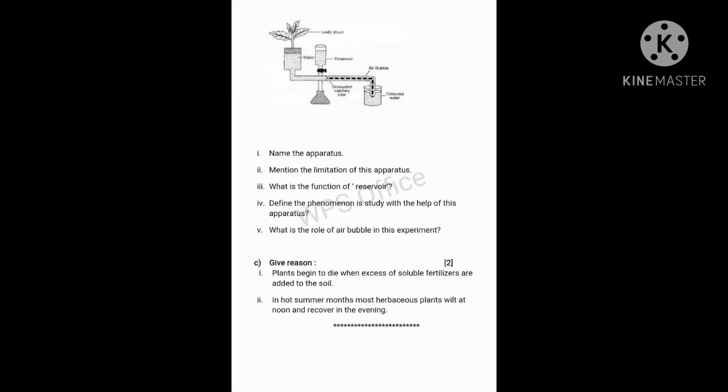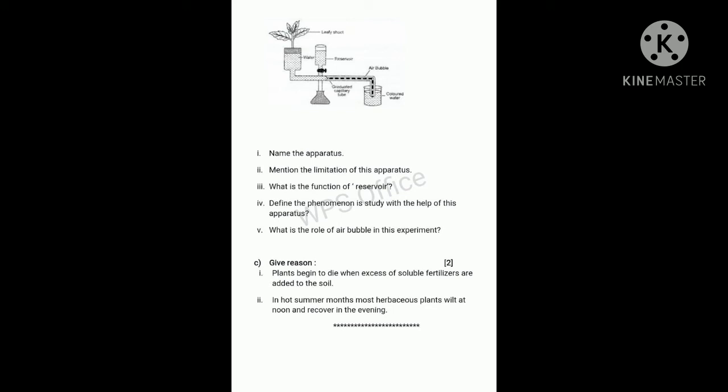Don't write photometer. Most of the students have written photometer. That is a photometer, related to light. It is not a photometer. It is a potometer, P-O-T-O. Most of the students have written Ganong's with the spelling wrong. So write the spelling properly, because it carries 1 mark. If you write the spellings properly, you will get the full 1 mark. So write the answer carefully. The answer is Ganong's potometer.